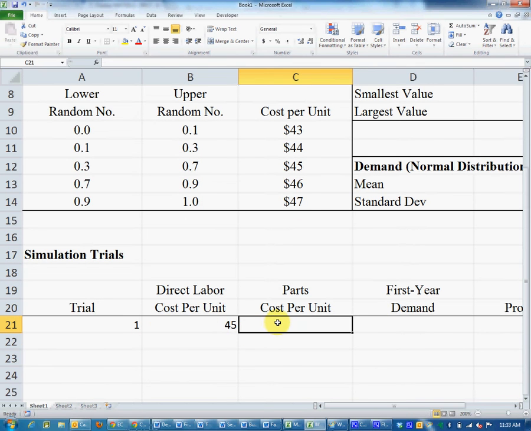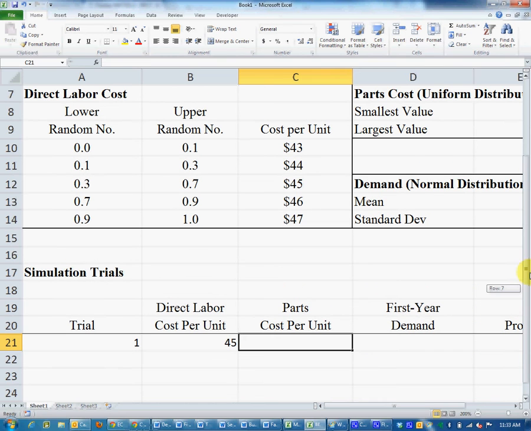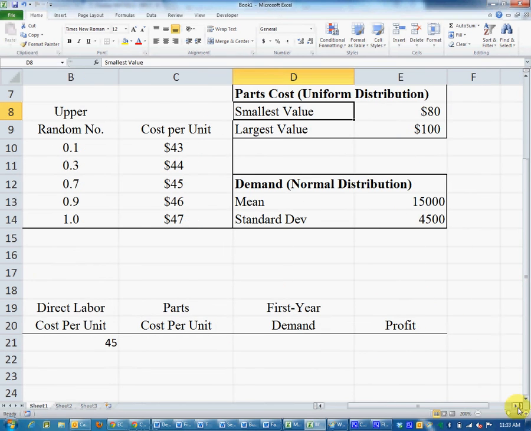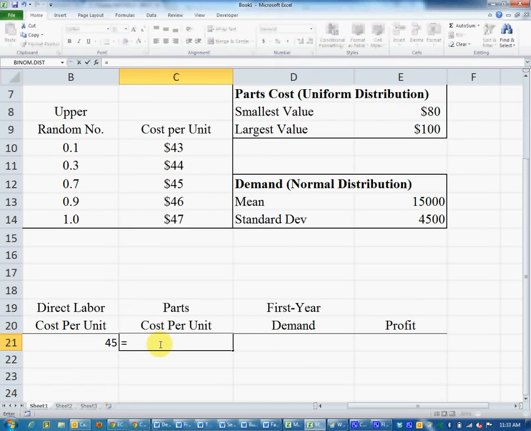All right. Now we're going to do parts cost per unit. And parts cost is up here. Remember the uniform distribution which we did the other day? So let's enter in the formula. Equals $E$8 plus open parenthesis $E$9 minus $E$8 close parenthesis times RAND open close.